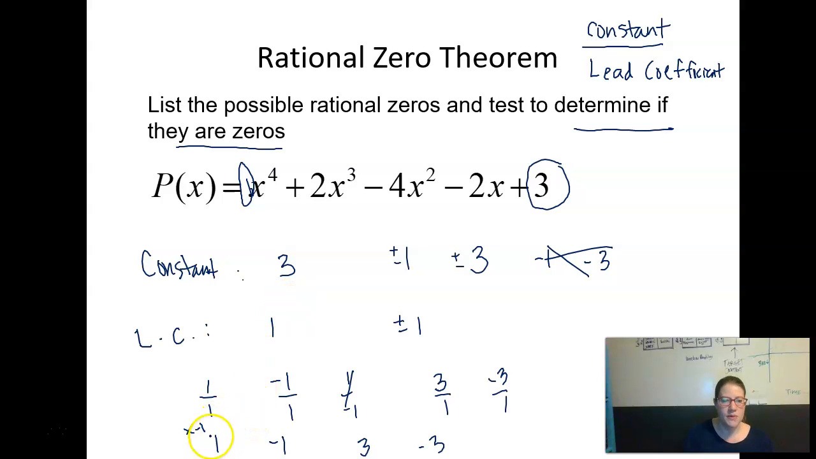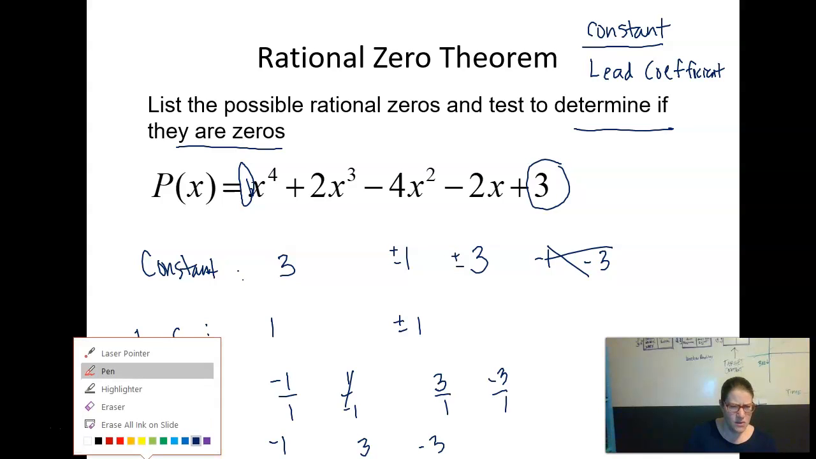So we can determine if each of these are zeros of the polynomial just by plugging them in, or alternatively, we can use synthetic division in order to determine if they're factors. If I use synthetic division with 1 or -1 or 3 or -3, and I get a remainder of 0, then I'm going to know that they are factors.